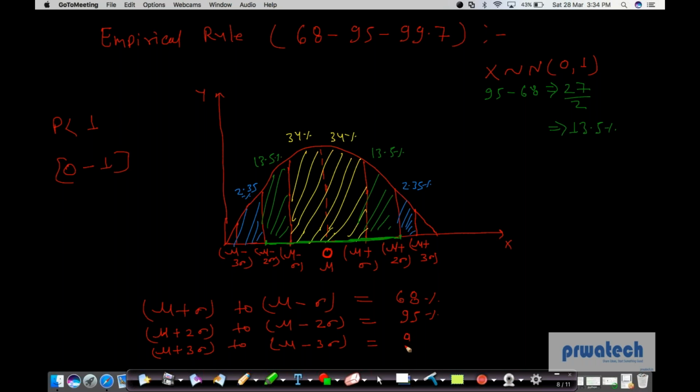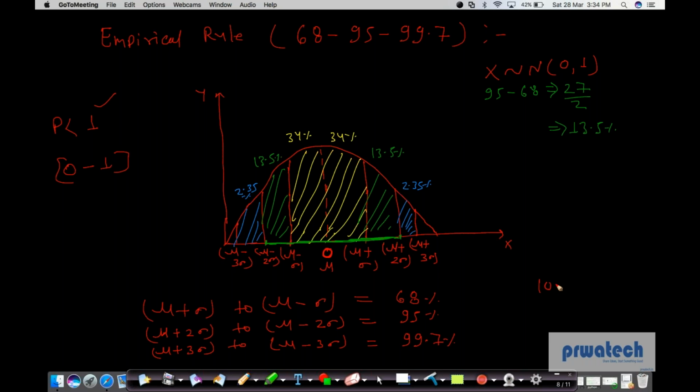This area is 99.7%. So we have calculated till 99.7%, and if we know the value of mean and standard deviation, we can calculate any question using this concept, the empirical rule. But total probability we are claiming is 1, which is 100%. This is a p-value, probability value. If I convert this to a percentage, I'll multiply by 100 and say 100%. So out of 100%, you have calculated 99.7. How much remaining? 0.3% is remaining, right?